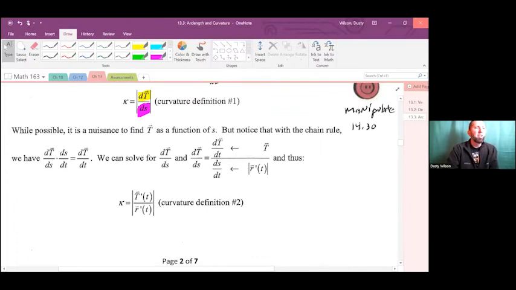While possible, it is a nuisance to find the change of the tangent function with respect to the arc length, right? That's just difficult. So this definition 1 is kind of hard to work with.